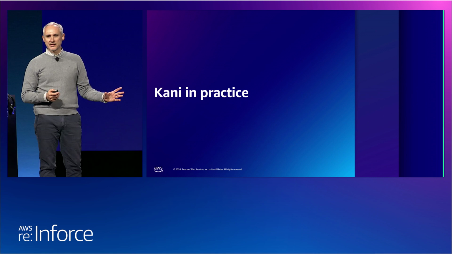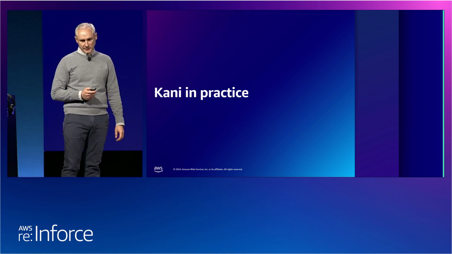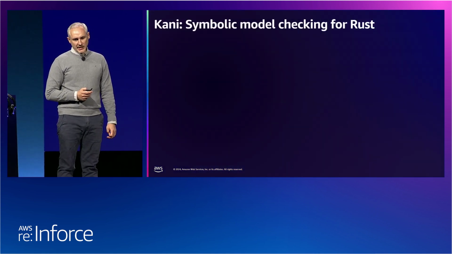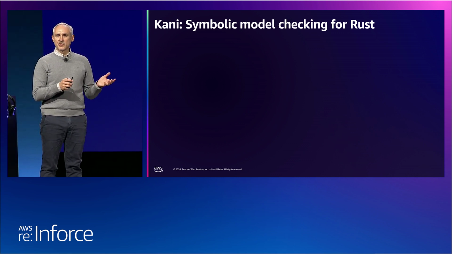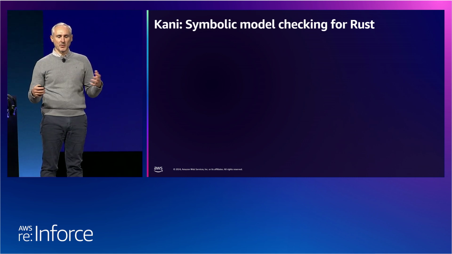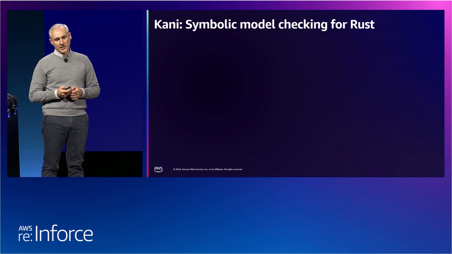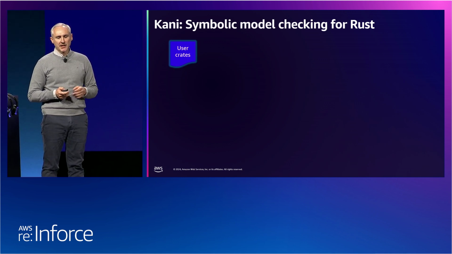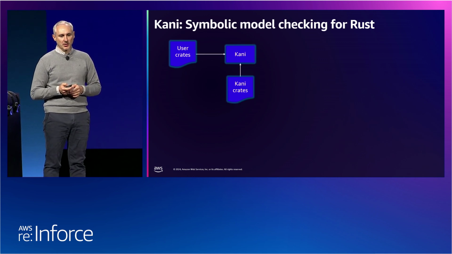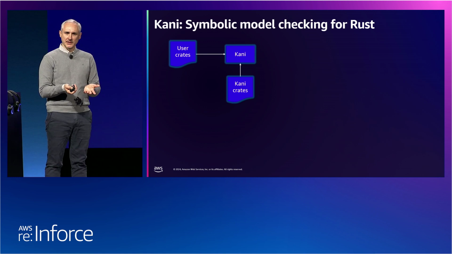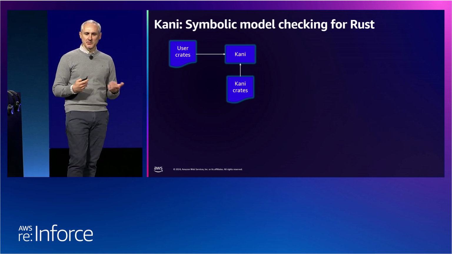So now I'm going to look at the practice of using an automated reasoning tool. Kani is symbolic model checking for Rust. Symbolic because we manipulate formulas, and model checking because we reason over the whole model of the code, and we are able to get conclusions about its behavior. Kani as a tool takes the Rust crates that you wrote yourself, loads them into the tool, also loads the Kani crates that ship with the tool itself, and lets you use symbolic inputs to specify your test cases, your symbolic test cases.